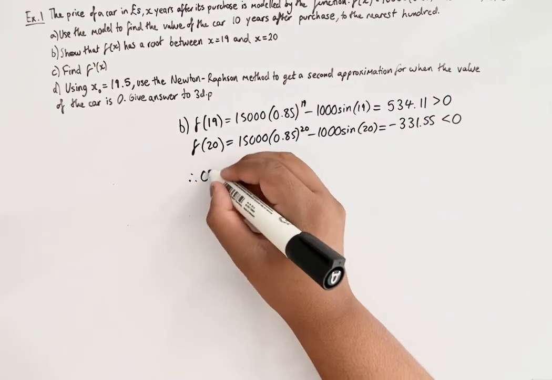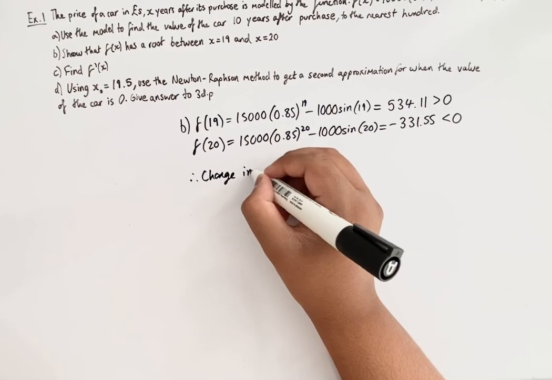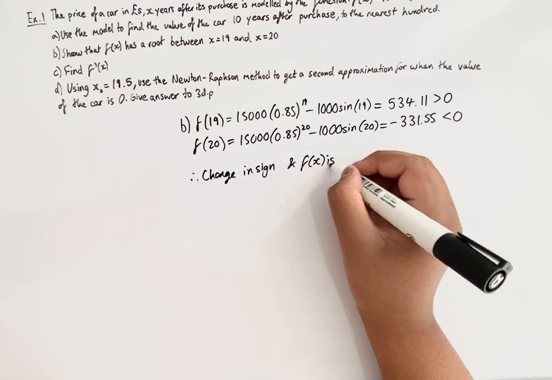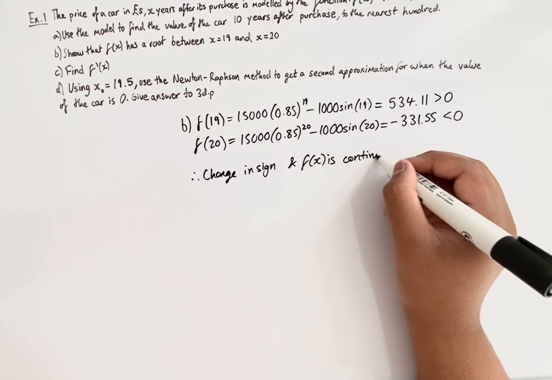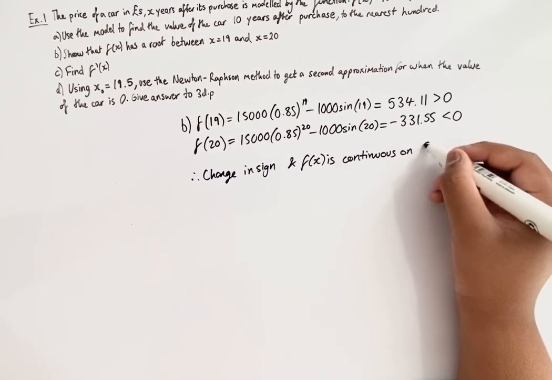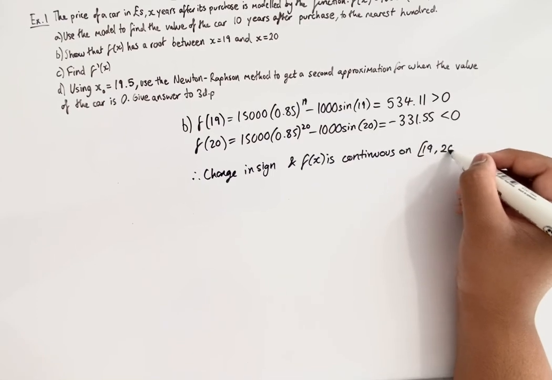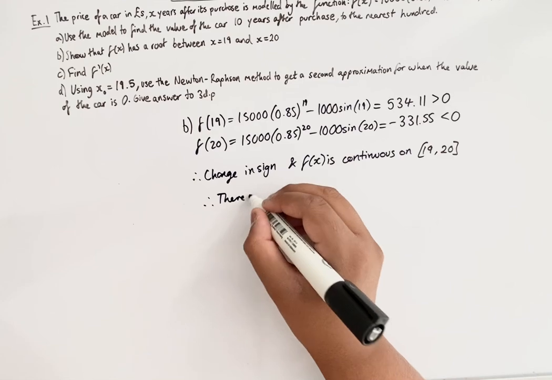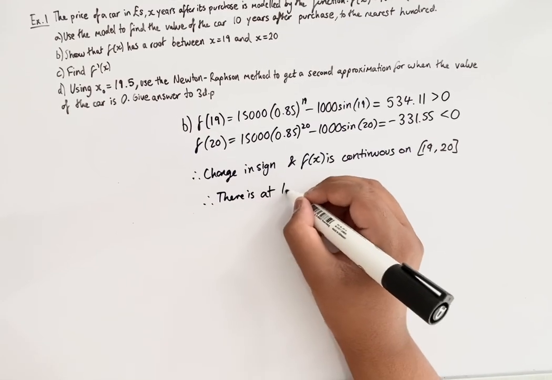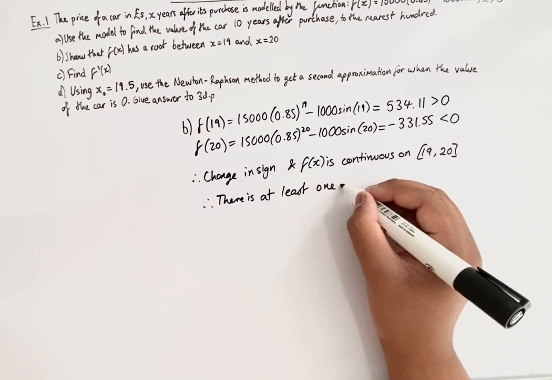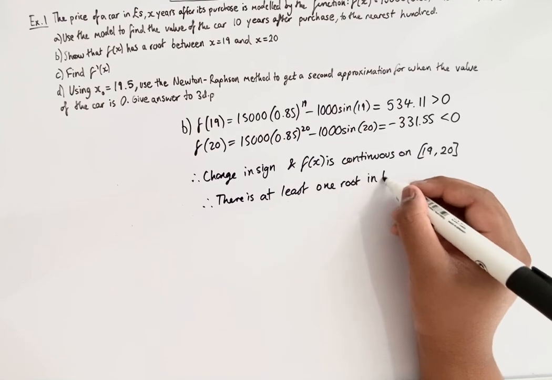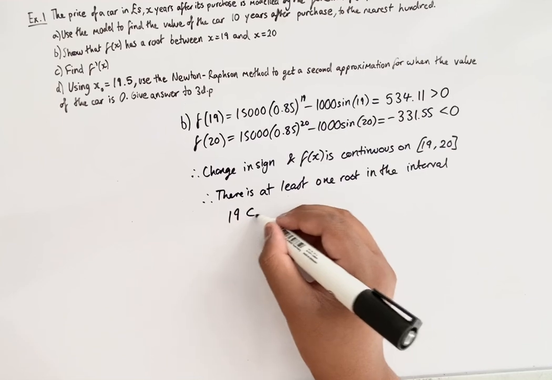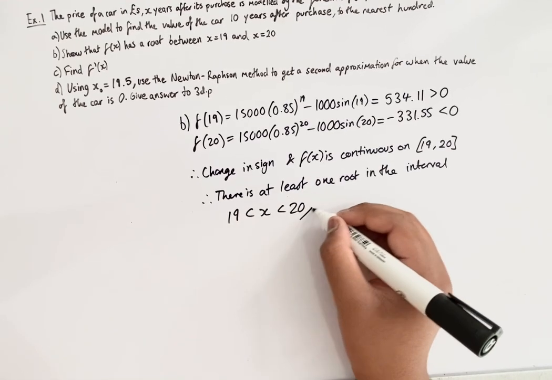And so therefore, there's a change in sign, and f of x is continuous on the interval 19 is less than x, which is less than 20, and so therefore there is at least one root in the interval 19 is less than x, which is less than 20.